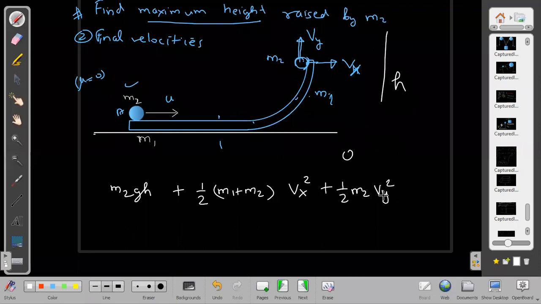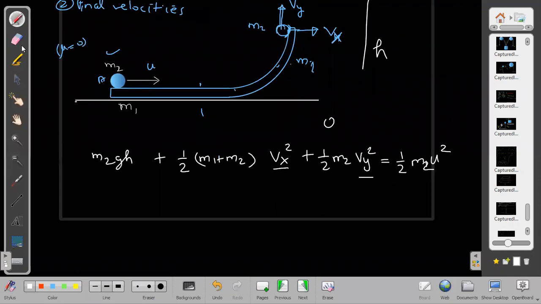Anyway, this is the total energy finally, and it comes from just one energy, that was of m2, half of m2 into u square. How many unknowns? Three unknowns. Can we get the answer? We have to still use one more equation. This is one equation only.